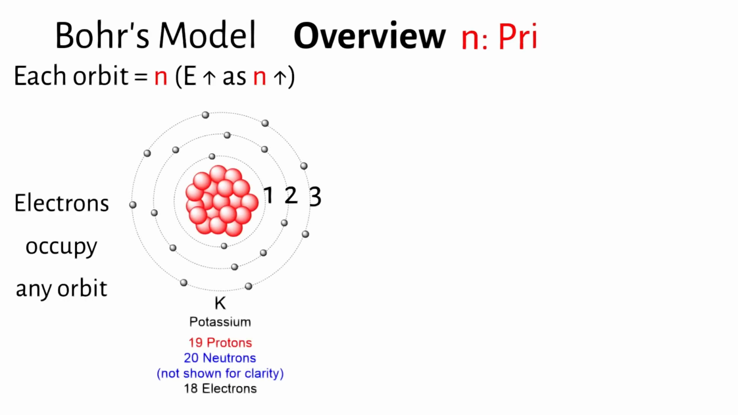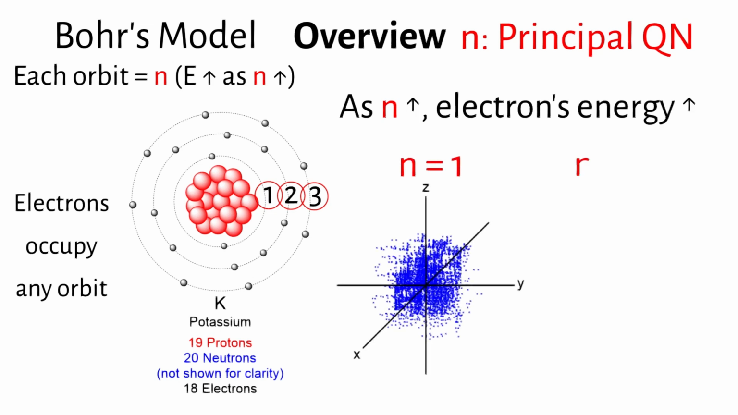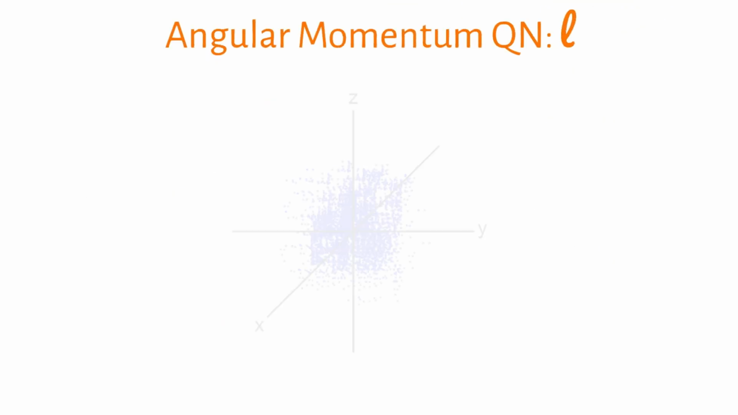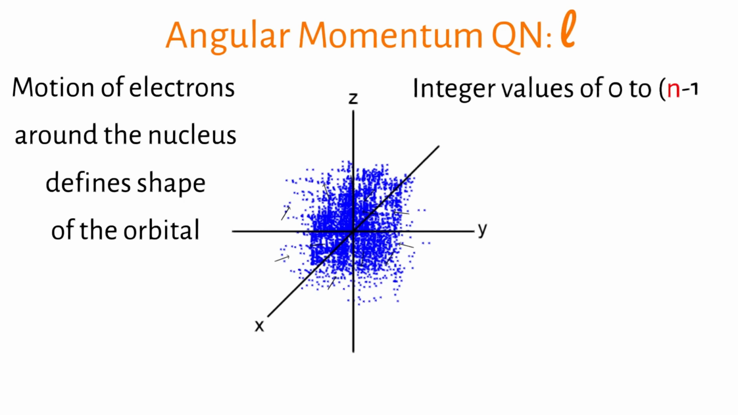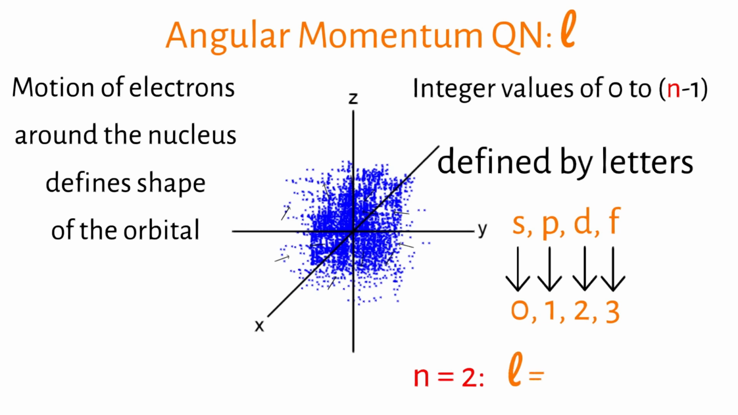Like Bohr's model, the principal quantum number n has whole number values of 1, 2, 3, etc. As n increases, the electrons have higher energy, the orbital increases in size, and the electrons are spread farther out from the nucleus. The angular momentum quantum number L describes the motion of electrons around the nucleus and defines the shape of the orbital. L has integer values of 0 to n-1 and is generally defined by the letters S, P, D, and F for the numbers 0, 1, 2, and 3. For example, with n equals 2, L is 1 (p) and 0 (s).